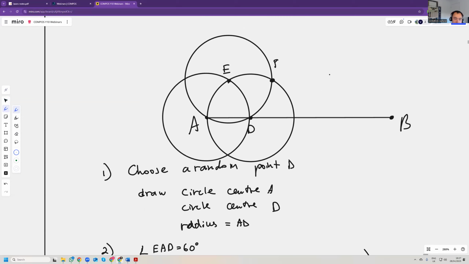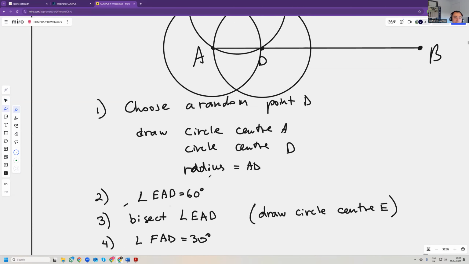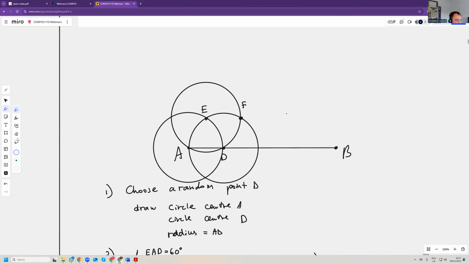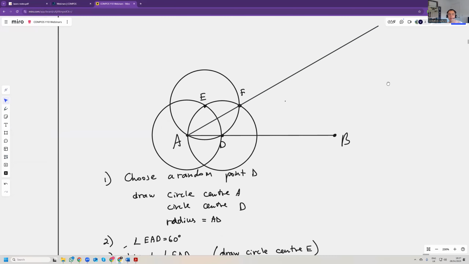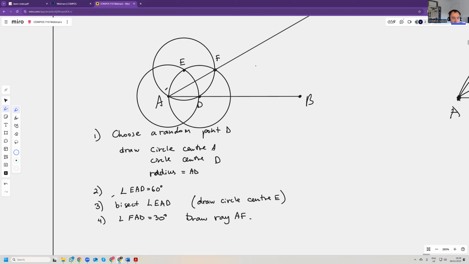that's point, let's call it F. Angle FAD is 30 degrees. Ta-da! So we draw ray AF. Okay, so we've done the 30-degree angle.